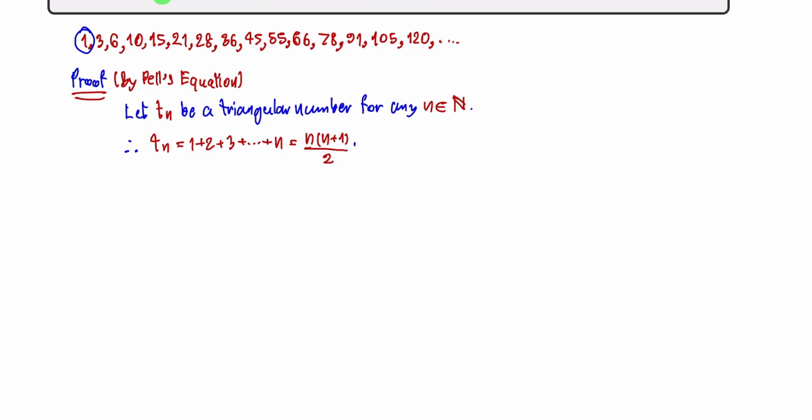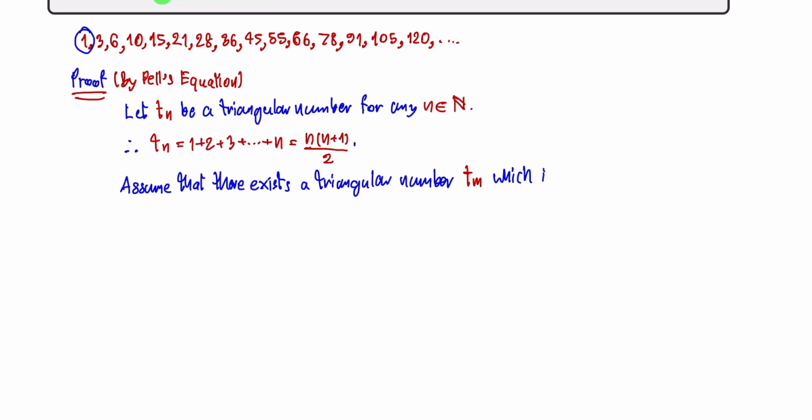Now, to show that there are infinitely many triangular numbers that are perfect squares, I have to assume that there exists a triangular number, let's say Tm, which is a perfect square.